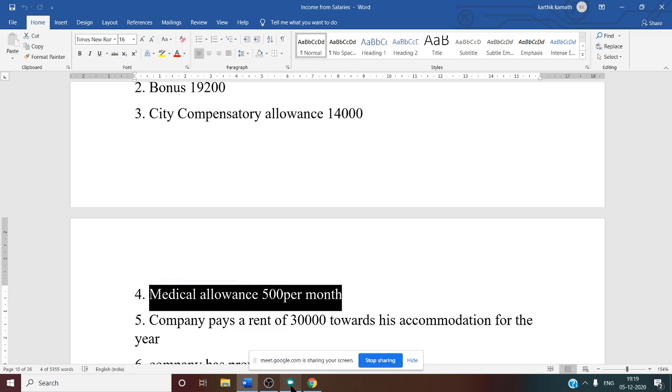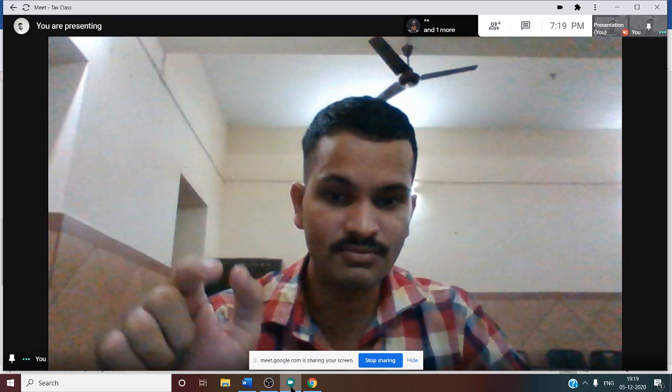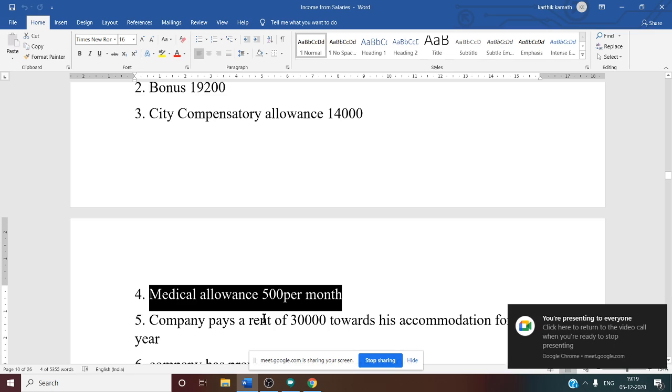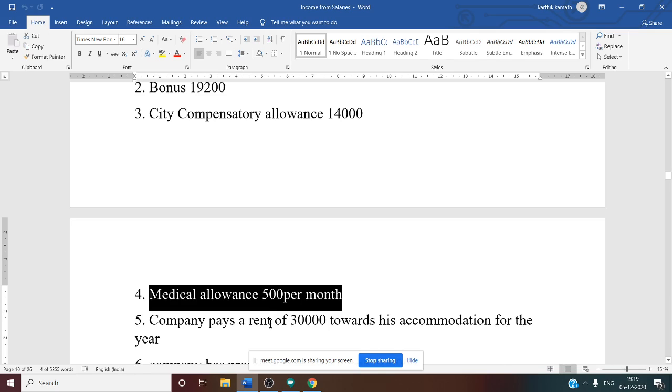And whether medical allowance is taxed, that is one more thing. Yes, here medical allowance is taxed. So it is a taxable allowance. Whenever it is a taxable allowance, what happens? You have to consider it for the purpose of calculation of RFA, rent-free accommodation.